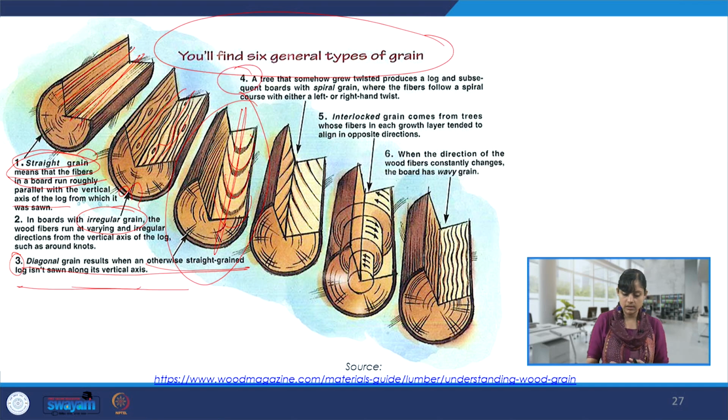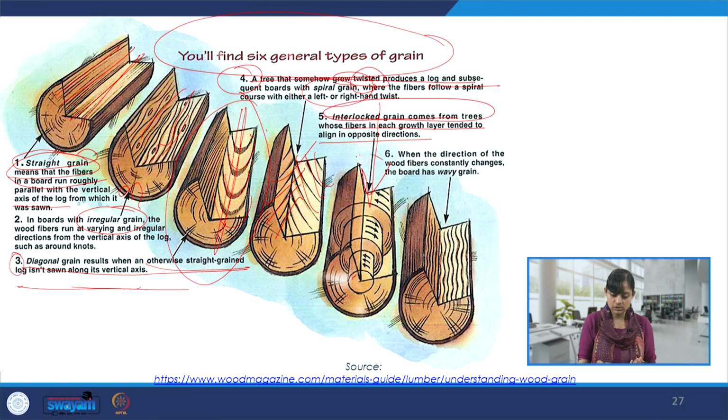Then this is the fourth one where a tree that somehow grew twisted produces a log and subsequent boards which have some kind of a spiral grain that you see over here. So this is another kind. Then there is also this interlocked grain. We talked about the case of sal. So here we have this interlocked grain which comes from trees whose fibers in each growth layer tended to align in opposite directions. So this kind of a grain is also possible in naturally occurring timber.